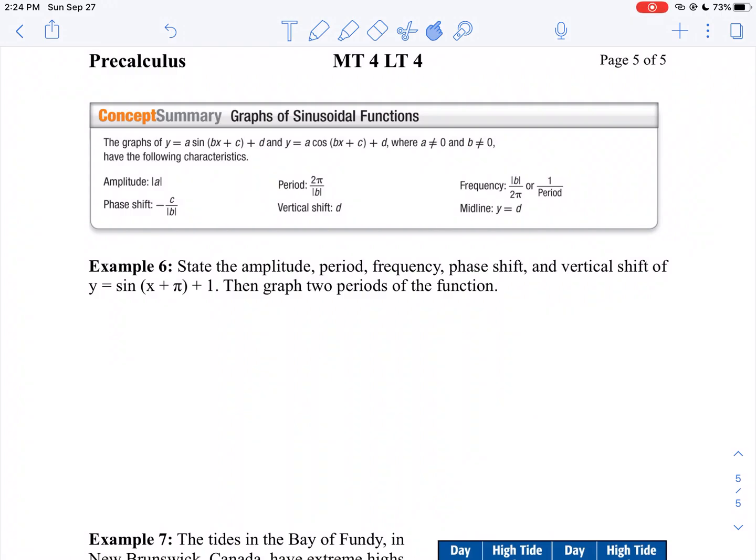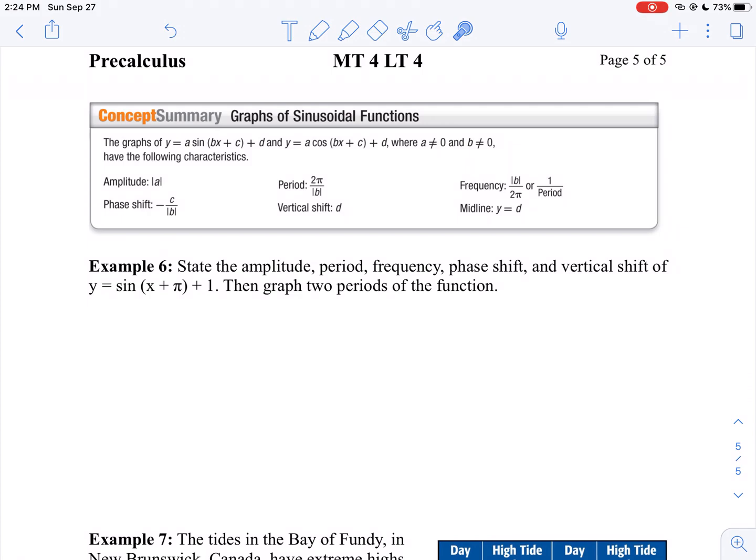Finally, we're going to look at what D does to your problem. What kind of translation does D do? Well, D is a vertical translation. It moves it up and down that many times. So that's what you're going to take your midline, the line that cuts your amplitude in half, or where you have a positive amplitude and negative amplitude, and it moves it up or down.